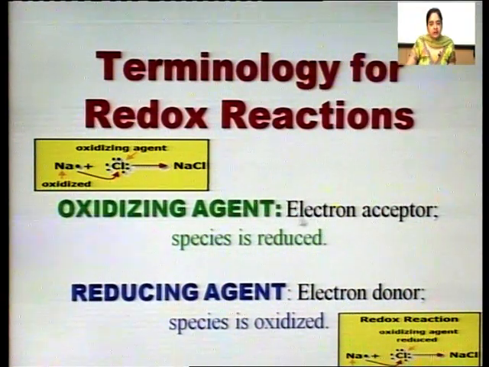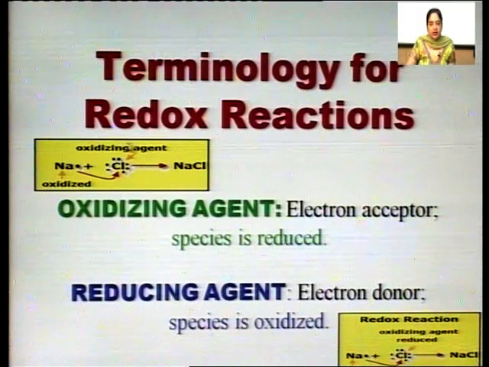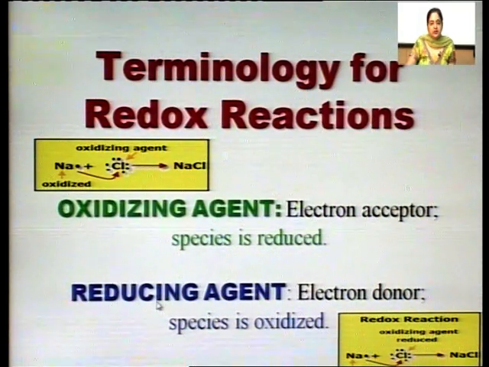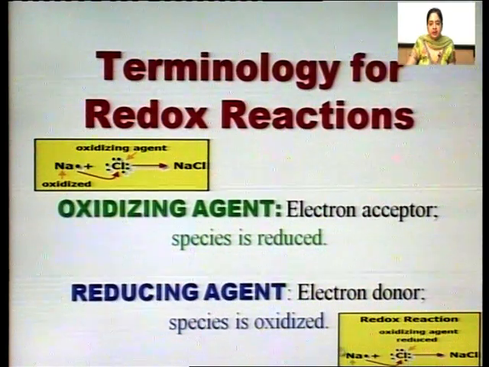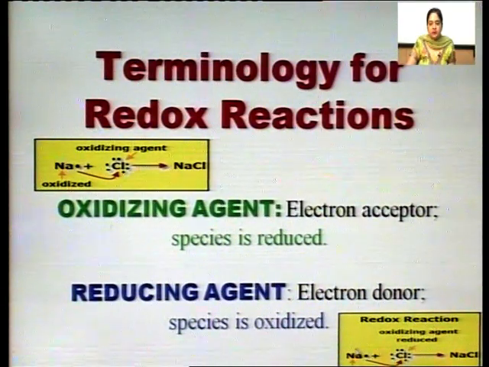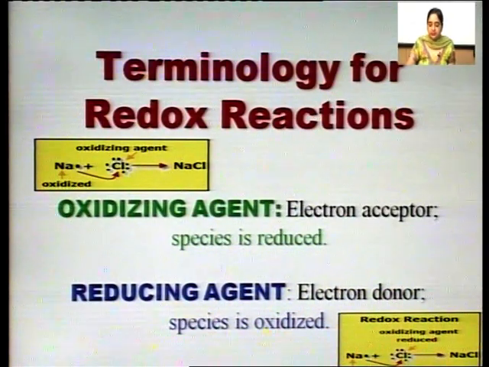Oxidizing agents are electron acceptors. So, this is an oxidizing agent. Reducing agents are electron donors. This sodium is an electron donor, it is a reducing agent.